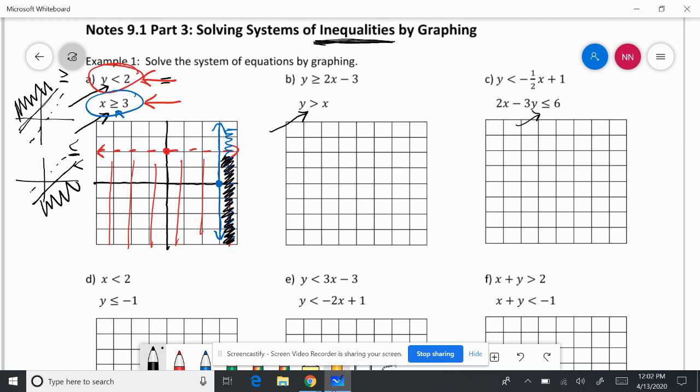So looking at our second example, we'll do the same thing. We're going to make our XY axis. For my first inequality, my y-intercept is negative 3. So I'm going to plot a point at negative 3 on the y-axis. My slope is 2, which is 2 over 1. So I go up 2, right 1. To make sure my line is straight, I go up 2, right 1 again. I see that it's a solid line. And because it's greater than, I'm going to shade above.